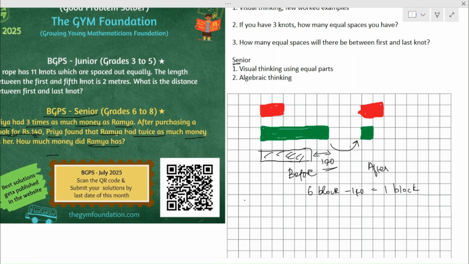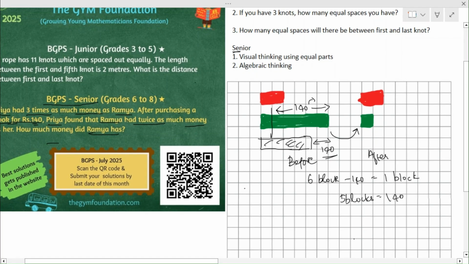Like it has resulted in just one block. So from this, what can you understand is basically, if 6 blocks minus 140 is one block, then 5 blocks is actually 140 rupees, isn't it? Because after taking this 140, you can draw like this. You get only one block, and this is 140 rupees which she has bought. And after taking away 140, which is subtraction, you got only one block. So you can say that 5 blocks corresponds to 140 rupees.